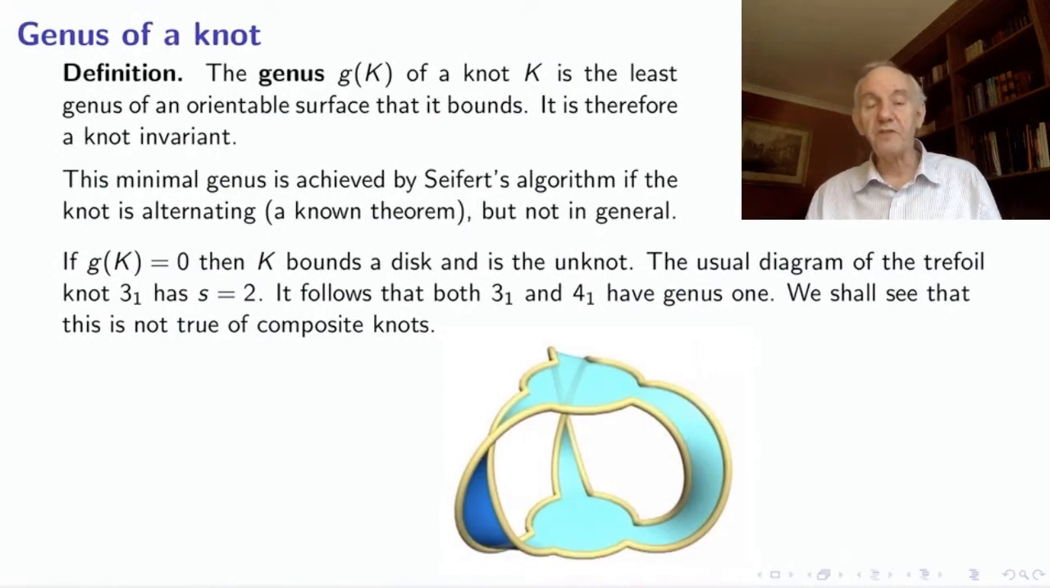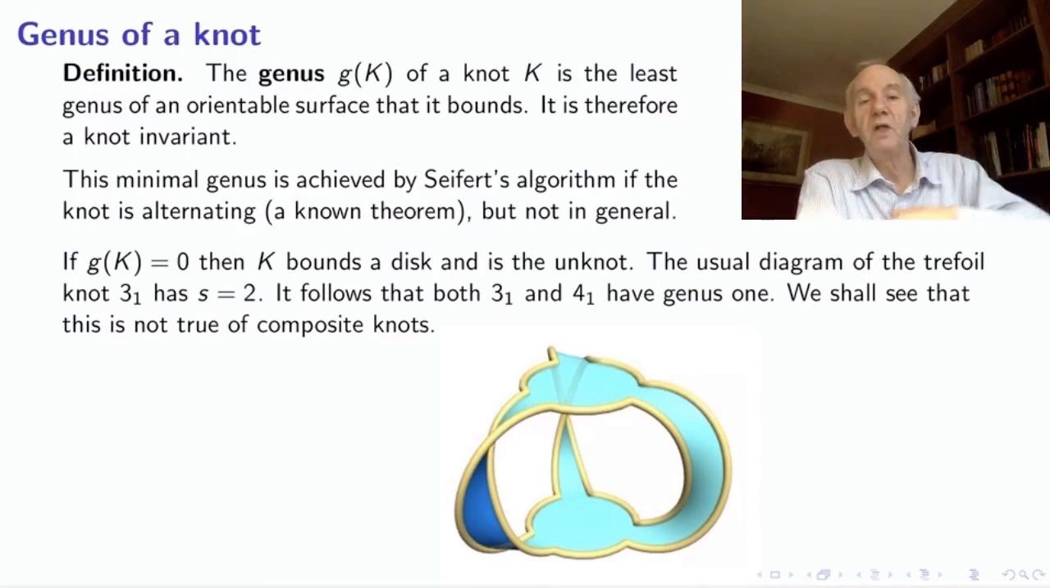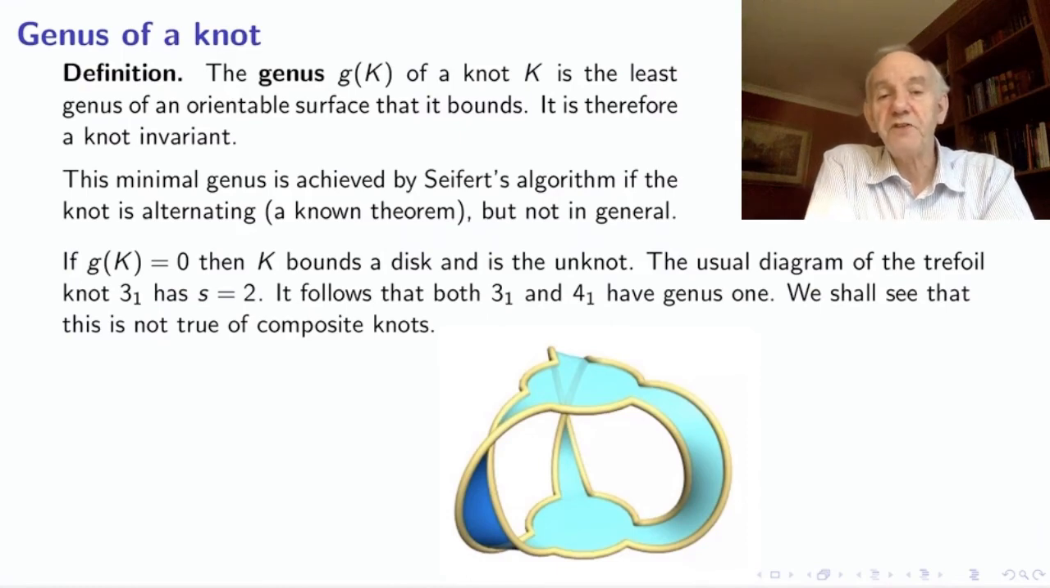So, this is the last slide, we can now define the genus of any knot. The genus of a knot is the least genus of an orientable surface whose boundary is that knot. By definition, because we're taking the least over all conceivable orientable surfaces, it's an invariant of the knot, but it's often not easy to compute.